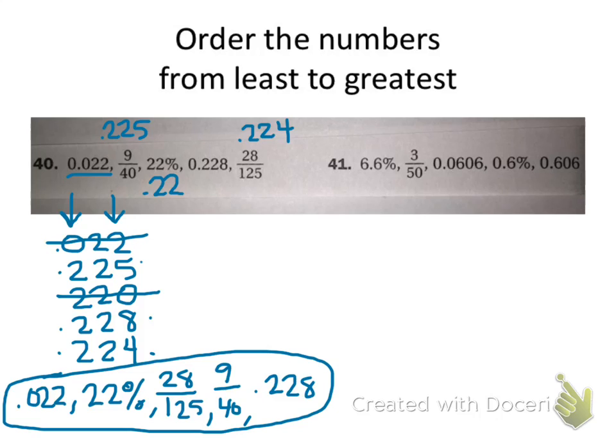Okay, for the next example, writing it as a decimal, we're moving it to the left 2 places, so 0.066. 3 divided by 50 is 6 hundredths. 0.6% is 6 thousandths, and the rest are all decimals. So going left to right, I'll put them in order.